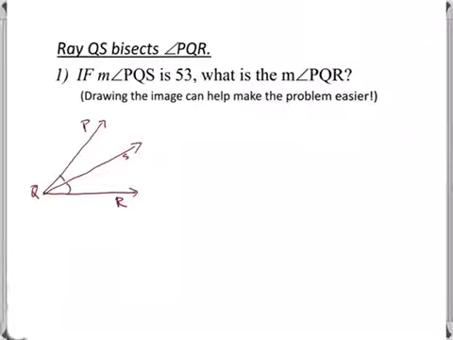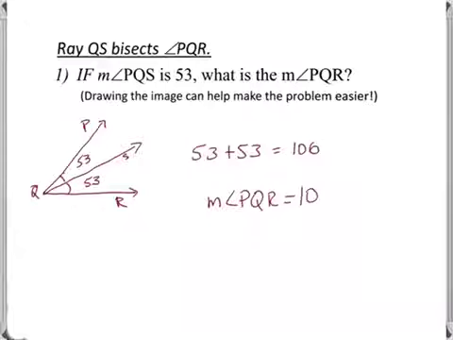So PQS is 53. That means that SQR must also be 53 because QS is the bisector creating two congruent angles. And so if that's the case, we're just going to take 53 plus 53, which equals 106. So the measure of angle PQR is 106.